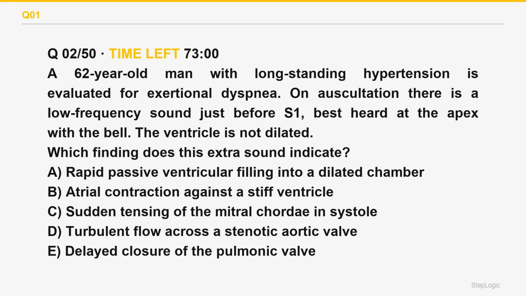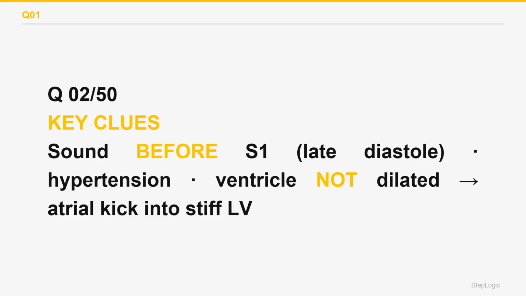Read the command: what the extra heart sound means. S3 and S4 are both low-frequency apical sounds heard with the bell, and students blur them. Timing separates them absolutely. The two extra heart sounds sit on opposite ends of diastole. S4 comes late in diastole, immediately before S1, and it is the sound of the atrium contracting to push blood into a ventricle that has become stiff and non-compliant, classically from long-standing hypertension with concentric hypertrophy.